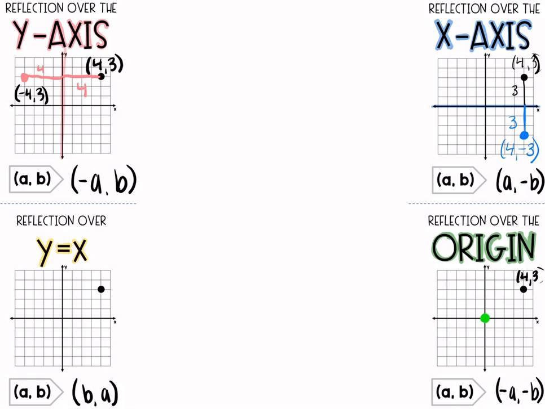So now we're going to reflect across the origin. I'm going to count to the origin. So I'm going 3, 4. I'm going to do the same thing on the other side, so I'm going to go 4, 3. And that's my new point, which is (-4, -3). So when I reflect across the origin, I'm changing the signs of both x and y. Both values of the ordered pair get their signs changed when we reflect across the origin.